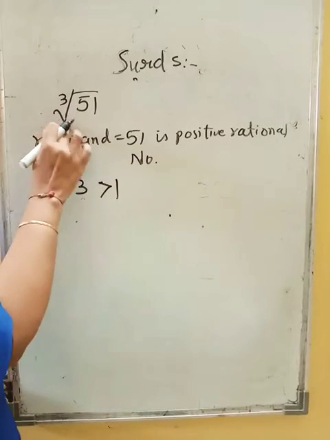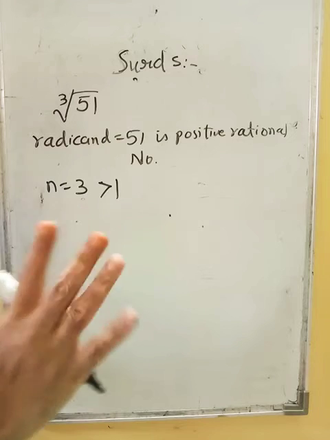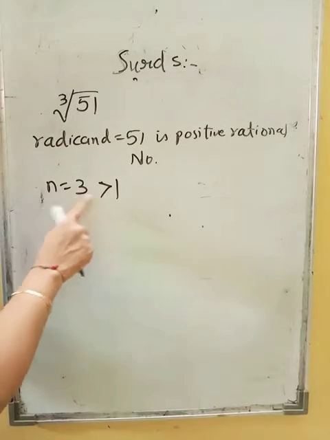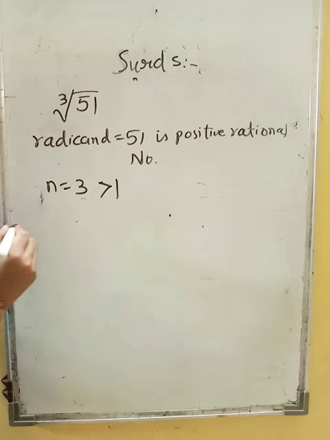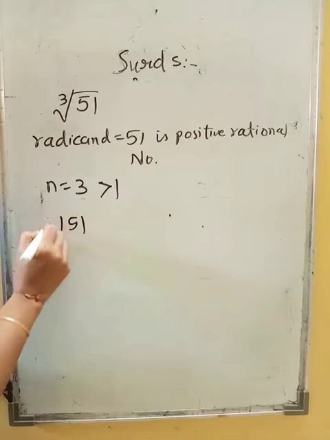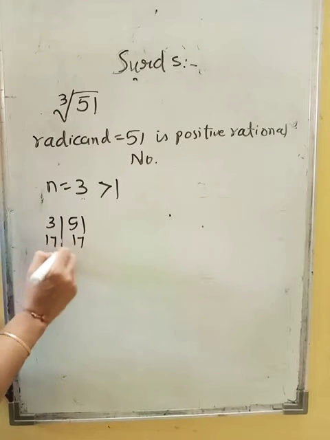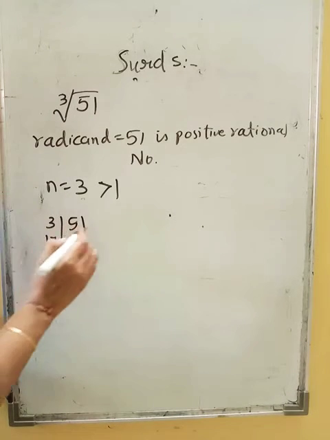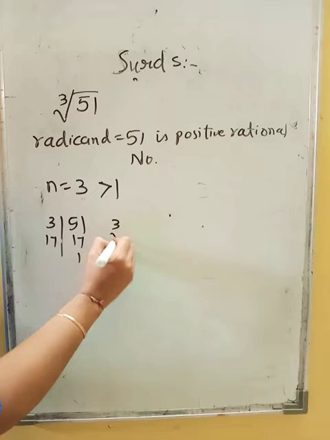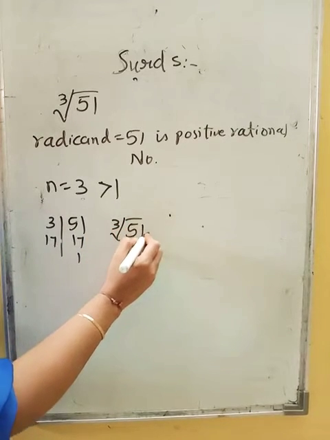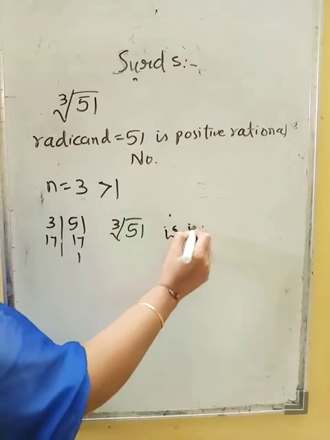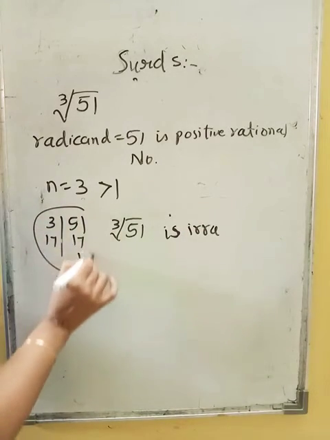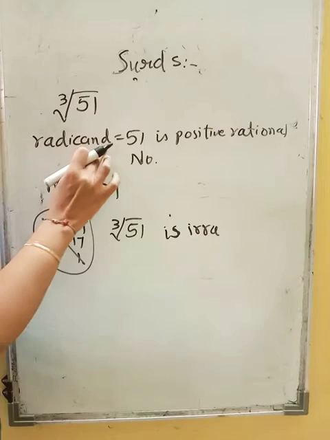This should be greater than 1. We should have square root, third root. We cannot have n as 1. So it is always greater than 1. And the factors of 51 are 3 and 17, so it will be as it is, right? So third root of 51 is an irrational number. This is optional, you may not write, that's fine, but this is compulsory.